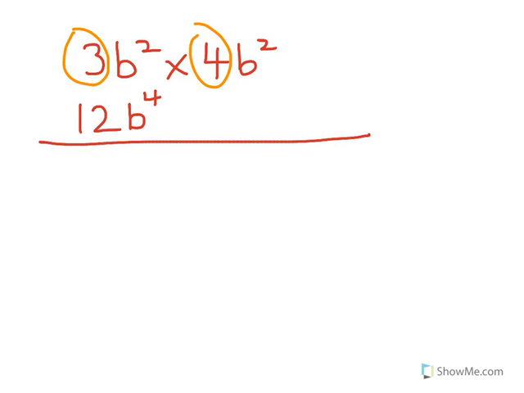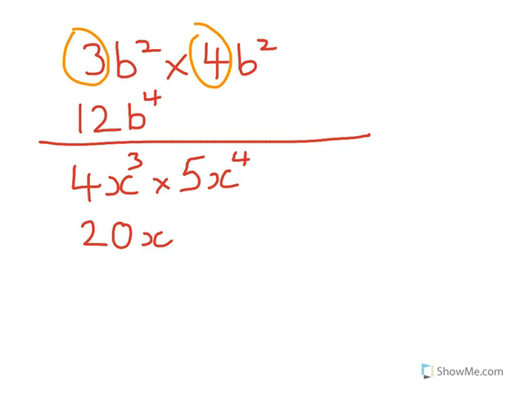Another one might be 4x cubed times 5x to the power of 4. You would get 20, multiplying the whole numbers. 20x to the power of, add the powers, 7. 20x to the power of 7.